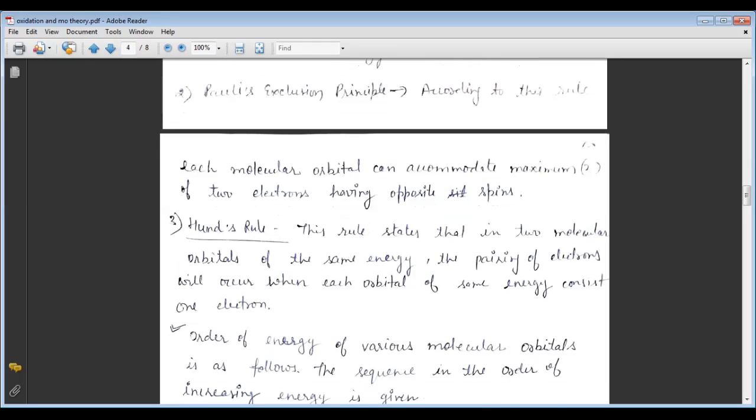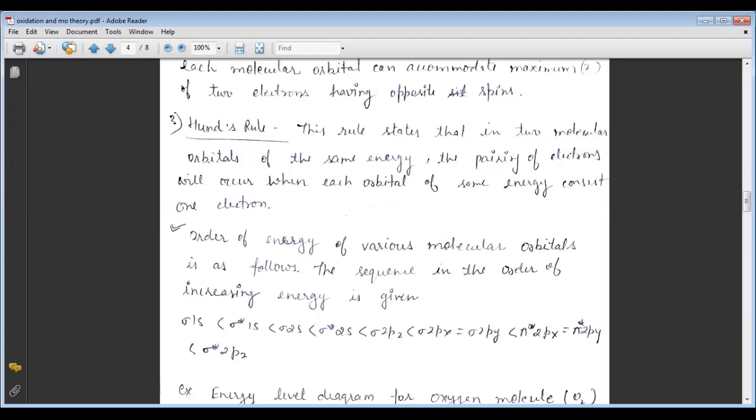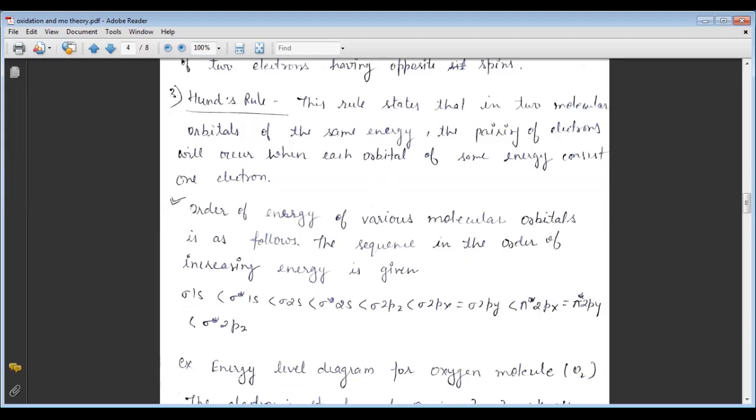Now come to the third rule, that is called Hund's rule. According to Hund's rule, in two molecular orbitals of the same energy, the pairing of electrons will occur only when each orbital of the same energy contains one electron. मतलब कि पहले एक एक दोनों में अगर एनर्जी लेवल सेम है तो पहले एक में इलेक्ट्रॉन जाएगा, दूसरा दूसरे में जाएगा, आफ्टर दैट फिर पेयरिंग स्टार्ट होगी.